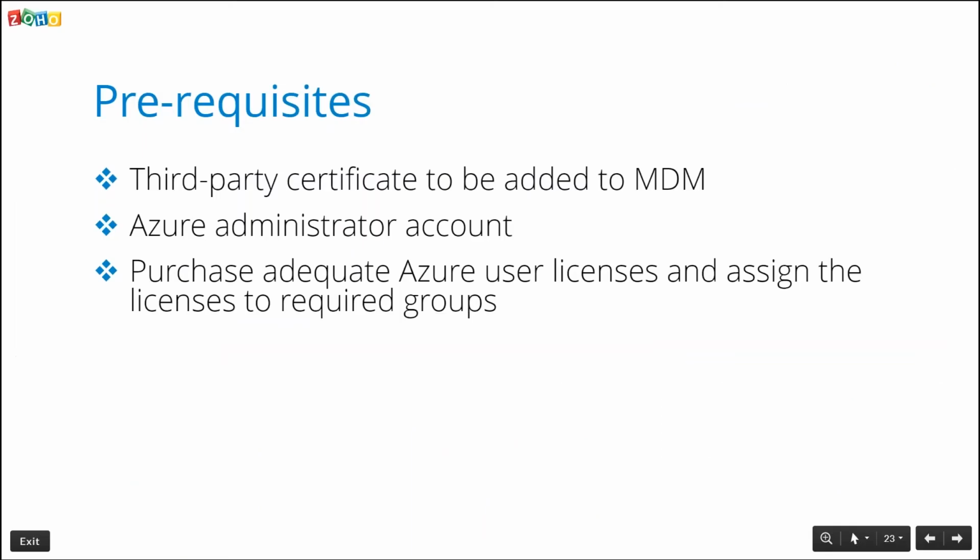Once that is done, you'd have to get an Azure administrator account. It's a default prerequisite if you'd like to use the Azure services. And then you'd have to purchase the adequate Azure user licenses. These are user licenses that are provided by Microsoft itself if you'd like to make use of the Autopilot solution under any MDM whatsoever.